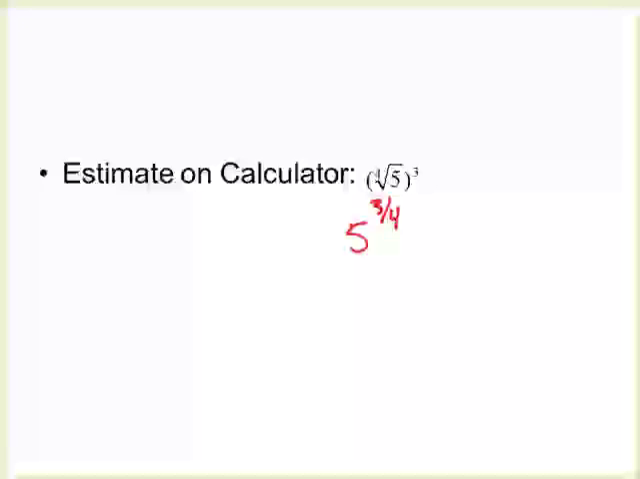And we can type this into the calculator by writing 5 to the power of, and then make sure you put that power in parentheses. 3/4 is the power, not just the 3. And hit enter. And it gives us, I think, 3.344. I think the book says 2 decimal places.